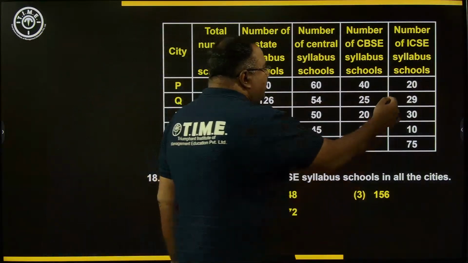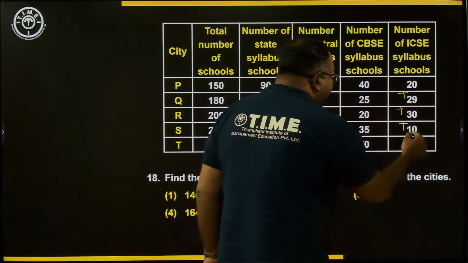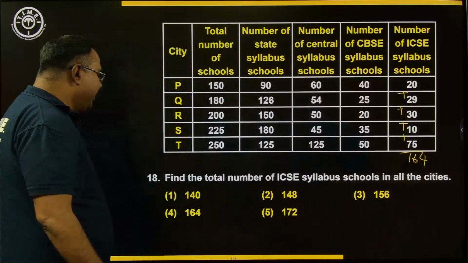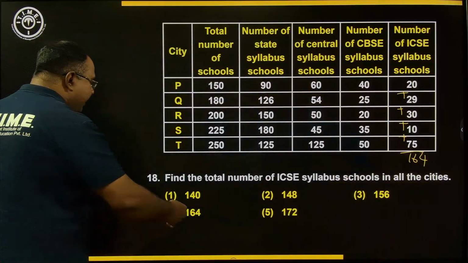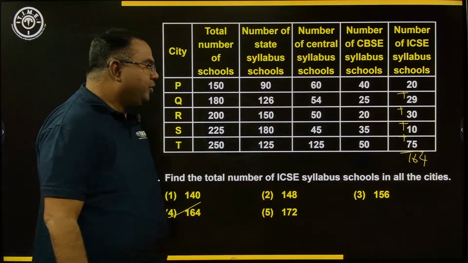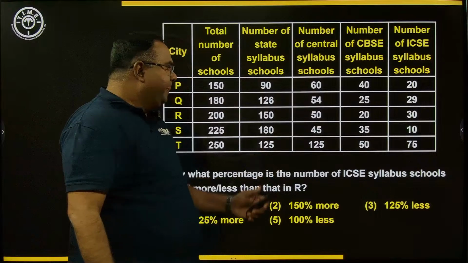Add all these, no? 49, 79, 89, 164. 164 has to be your answer. It is present in 18th question, option 4. 18th question, option 4. Right?